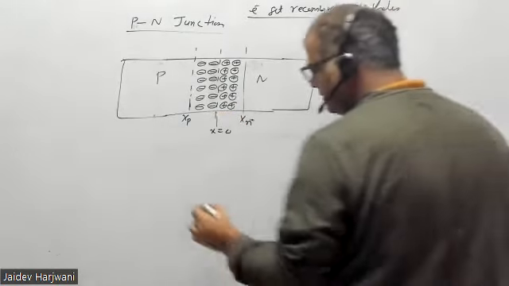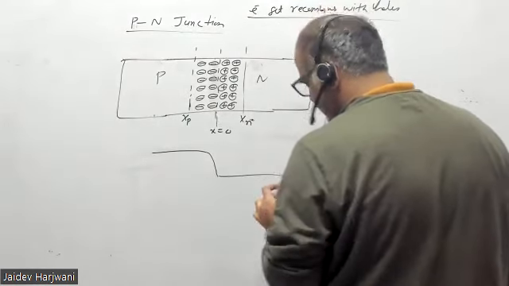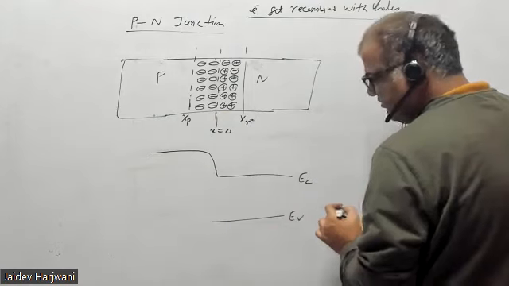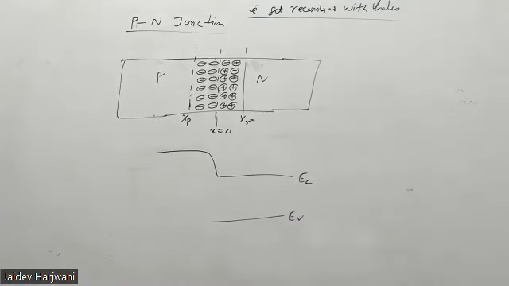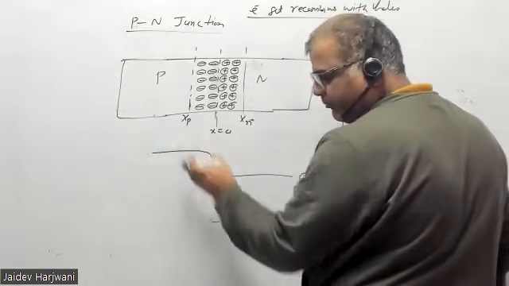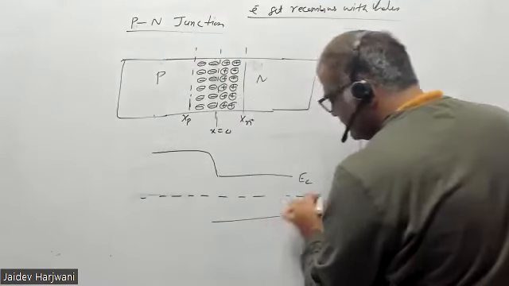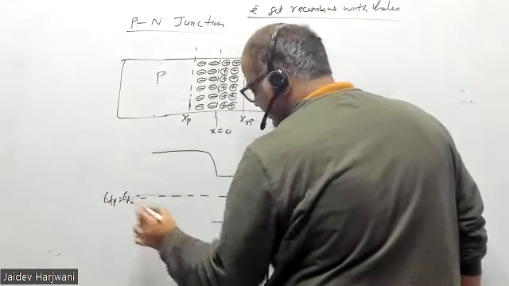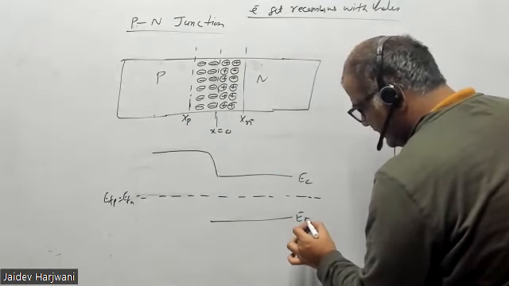So I told you that the band gap cannot change, so the band gap has to remain the same. This is my EC and this is my EV. Now because the Fermi level is coming down here and going up here, at the interface we say there is a band bending. So now they have a common Fermi level. This is my common Fermi level, EFP equal to EFN. But the band gap cannot change. This band gap remains the same.